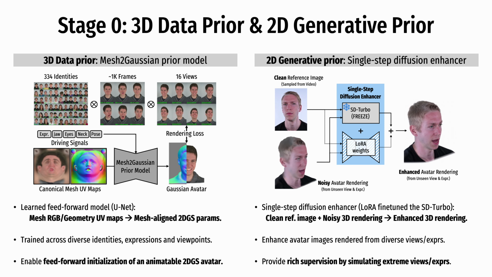For the 2D generative prior, we design a single-step diffusion enhancer that generates detail-enhanced avatar images from a clean reference and noisy Gaussian renderings. Leveraging generative modeling, it enhances renderings from any view or expression using only a single reference image, providing rich supervision for the avatar creation pipeline.